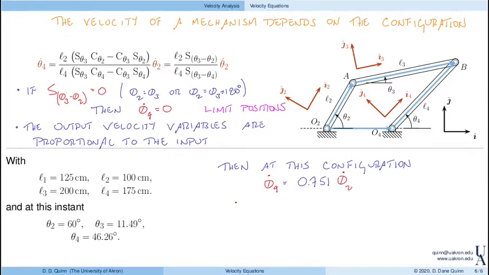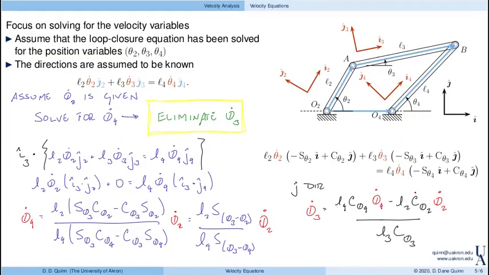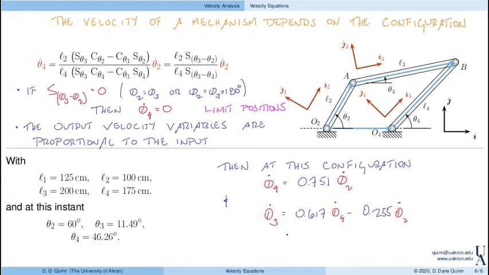And I can also solve for theta 3 dot. Theta 3 dot here is equal to 0.671 times theta 4 dot minus 0.255 theta 2 dot. And that came from this relationship on theta 3 dot that we found from the J direction. If we had used the I direction, we would end up with something that looked different, but it would actually give us exactly the same answer. And finally, putting this together, theta 3 dot is 0.209 times the input angular speed.